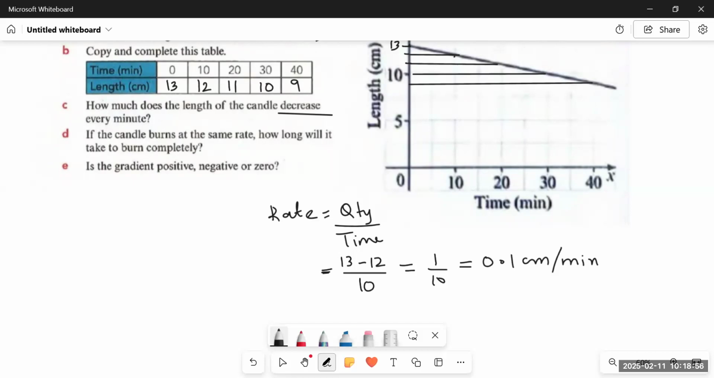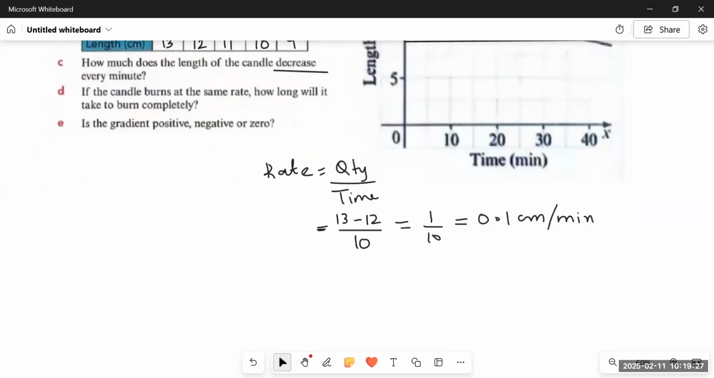If the candle burns at the same rate, how long will it take to burn completely? In 10 minutes, the candle is reducing by 1 centimeter. And since there are 13 centimeters, it will take a total time of 13 multiplied by 10 minutes to completely get burned. So what do we have to calculate? If the candle burns at the same rate, that is, the rate is constant. What is the rate? 0.1 centimeter per minute.